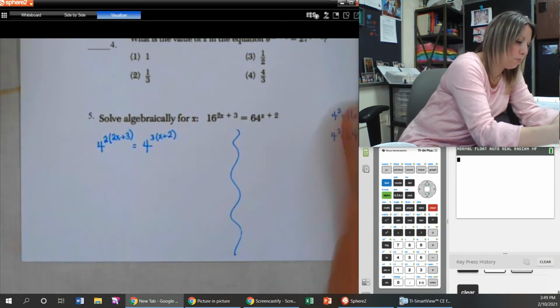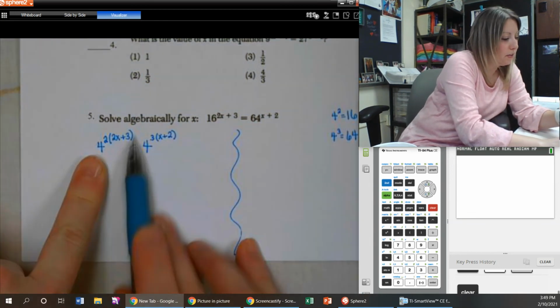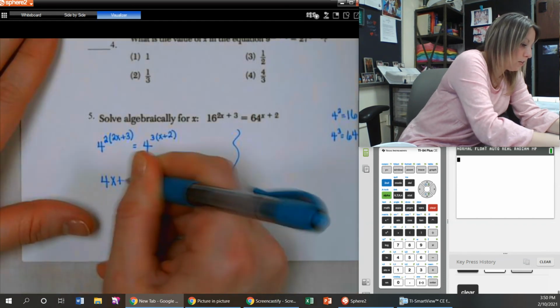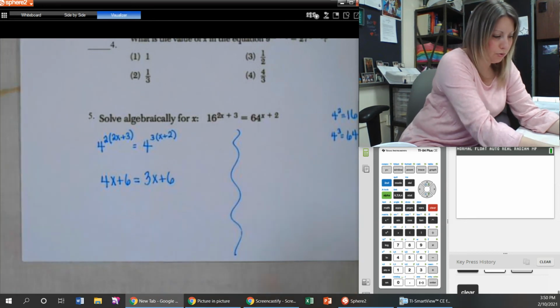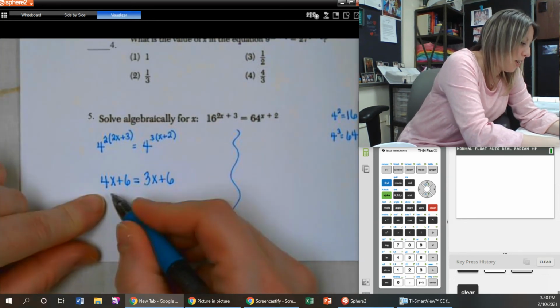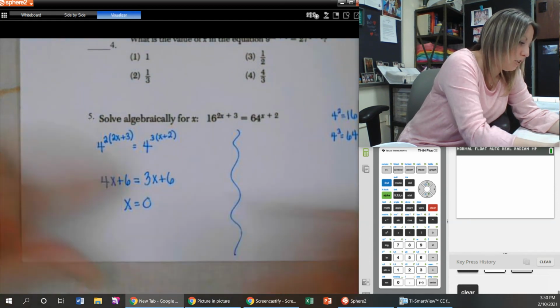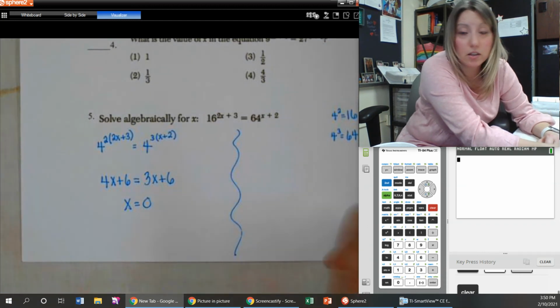So there's some distributing coming down to the next line. Once you got the like base, then the exponents are just set equal to each other to solve. So I get 4x plus 6 equals 3x plus 6. Whoa! Hey, I get x equals 0. Subtract 3x from both sides. Subtract 6 from both sides. X equals 0. Oh, that makes sense. Does it make sense?